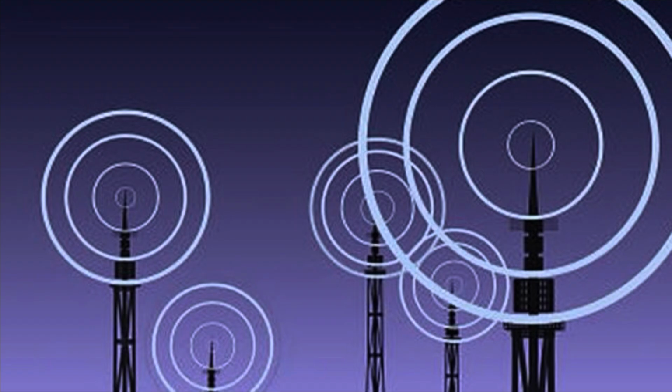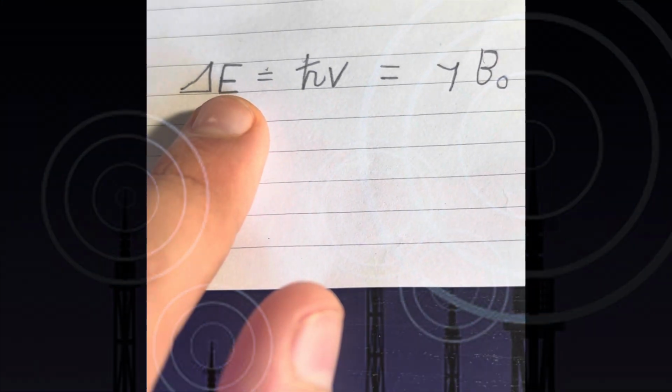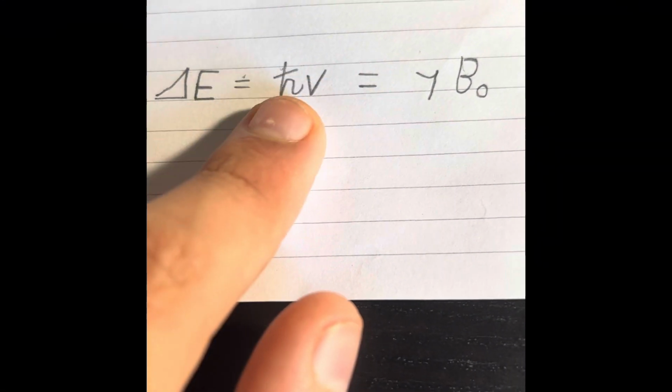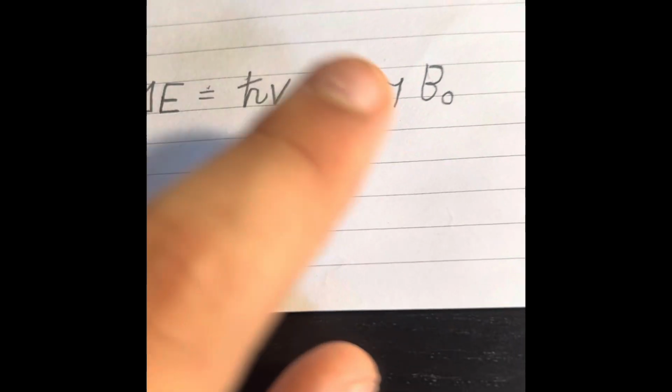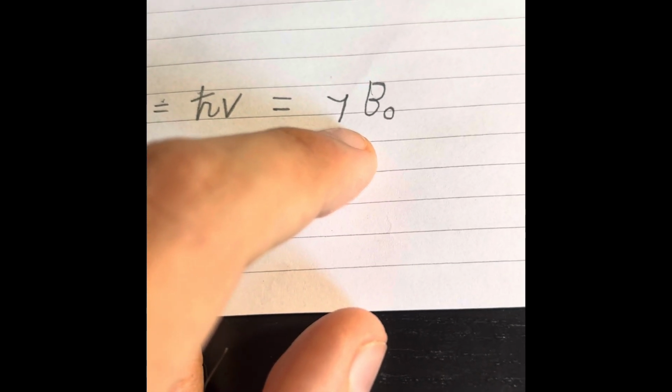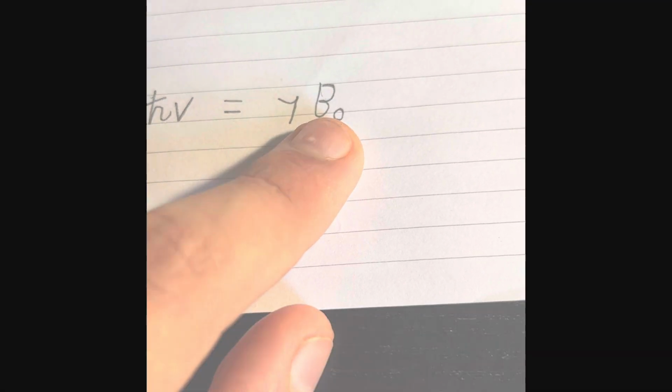So they send a bunch of radio waves into the machine. From there, you get the change in energy is equal to Planck's constant times the frequency of the radio waves, which is equal to the gyromagnetic ratio times the magnetic flux density. And in this magnetic field, particles precess, that is, orbit around the magnetic field.